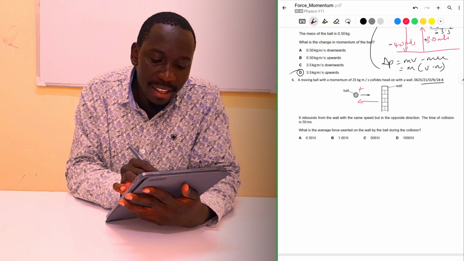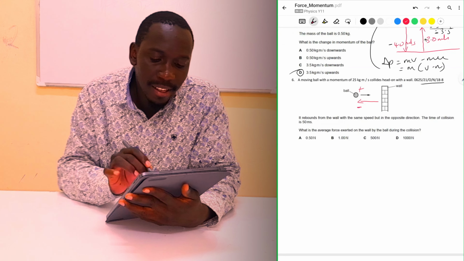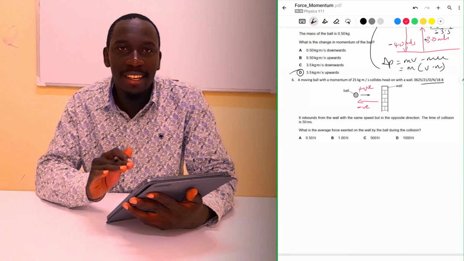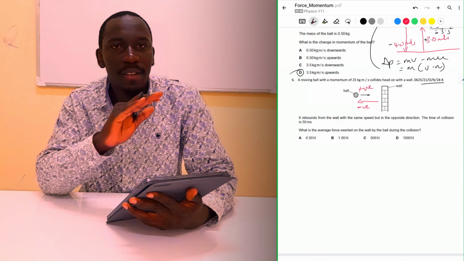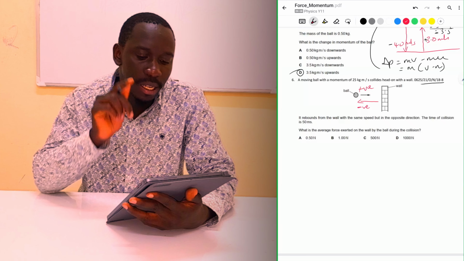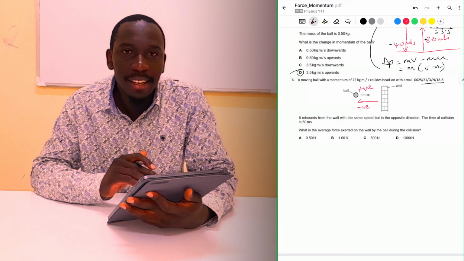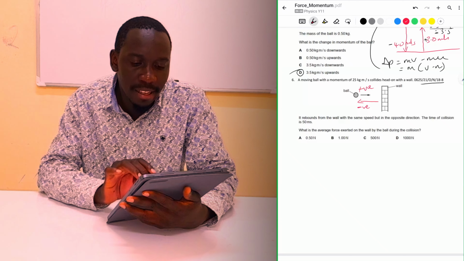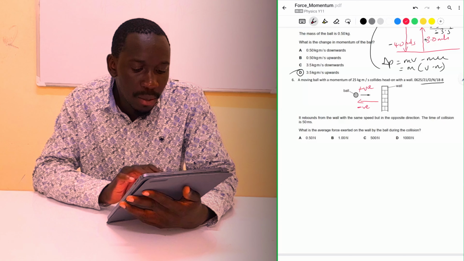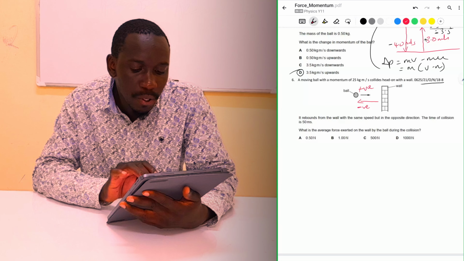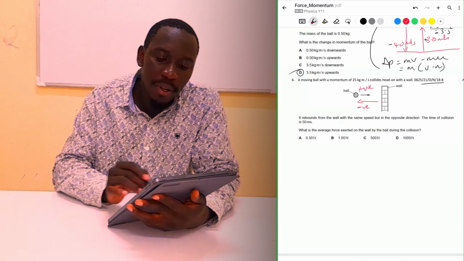And then as you go to the left, you make it negative. But then just understand the sign: if you say positive, it means positive to the right. If you say negative, it means to the left, because you need that for your final answer. But sometimes the negative and positive doesn't matter as long as you understand where to insert them. It rebounds from the wall with the same speed. But what is the average force exerted on the wall by the ball during the collision?